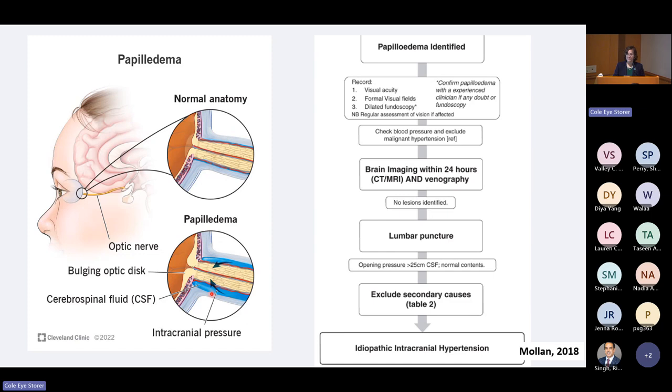And because the optic nerve is a true extension of the brain, once this nerve is damaged and atrophy has occurred, we cannot get vision back. So it's important that we catch this quickly and we're able to treat it quickly so we can avoid atrophy of the nerve.